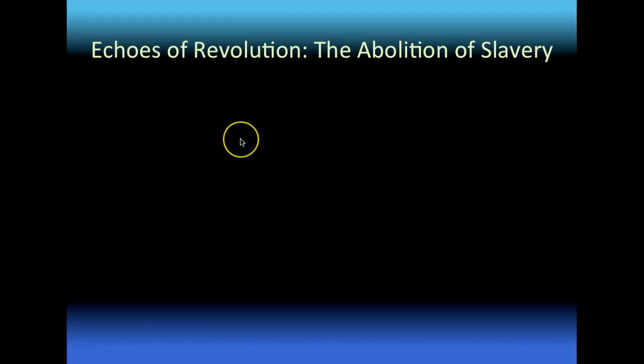We are going to finish up this Unit 5 in class, and we're going to discuss the abolition of slavery and how it really reflected the ideas of the Revolution.